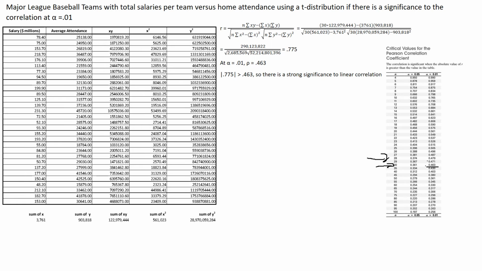And we got an r of 0.775. The absolute value of 0.775 is greater than 0.463. So there's a strong significant correlation. It is a very strong positive correlation.